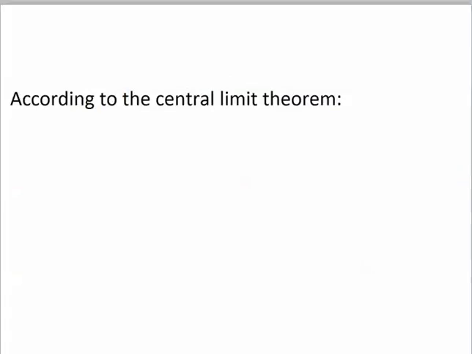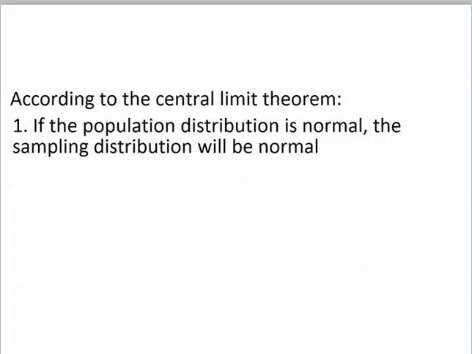The central limit theorem allows us to predict the shape of the sampling distribution of sample means without having to actually create the sampling distribution. In other words, it lets us predict what the shape of a sampling distribution will look like without actually having to calculate the mean of every possible sample. According to the central limit theorem, the shape of a sampling distribution is predictable based on the shape of the population and the sample size.